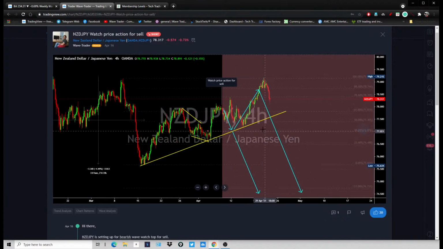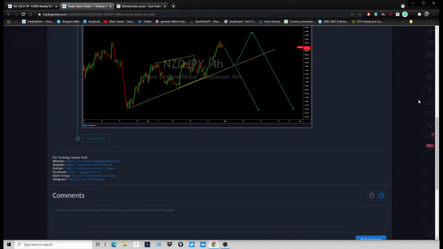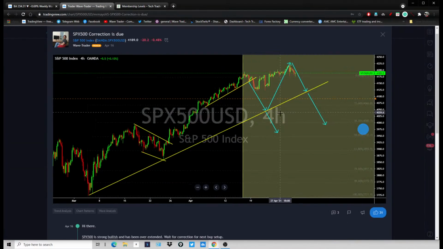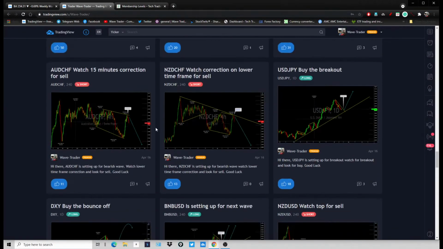All right, so Kiwi went lower and then held the trend, went higher. Okay, so the updated chart is there already. We have just seen that. Okay, so S&P 500 needs a correction. Okay, so slowly pushing higher. So you're gonna look at that chart too.